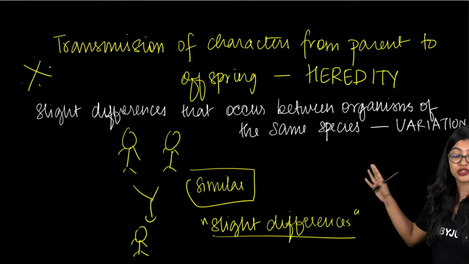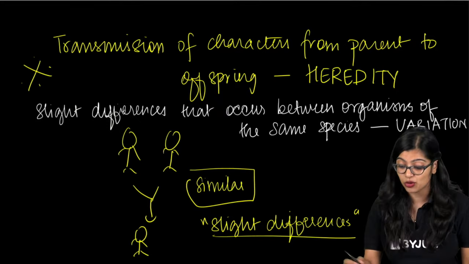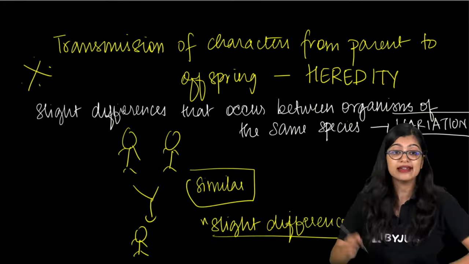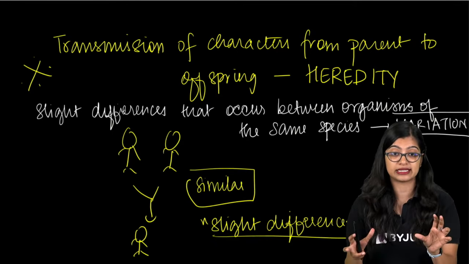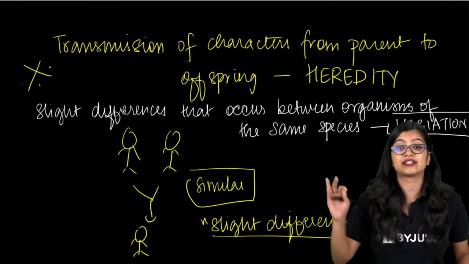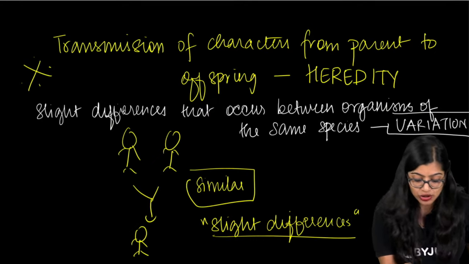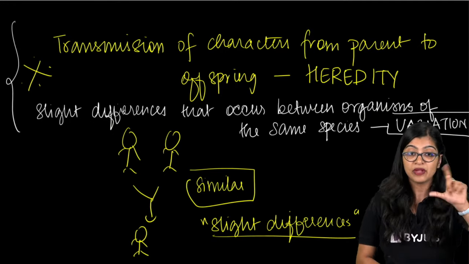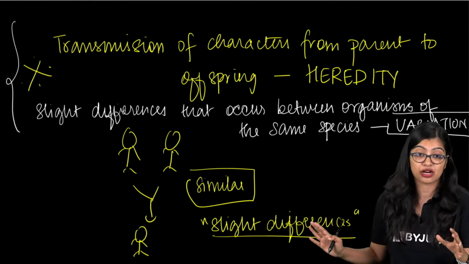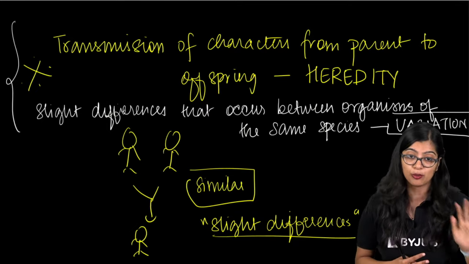So variation is also something that we have learnt about already. We know that slight differences that exist between organisms of the same species is what we call as variation, right? So this is now something we have understood about heredity and variation. And we know that sexual reproduction contributes to both of these.